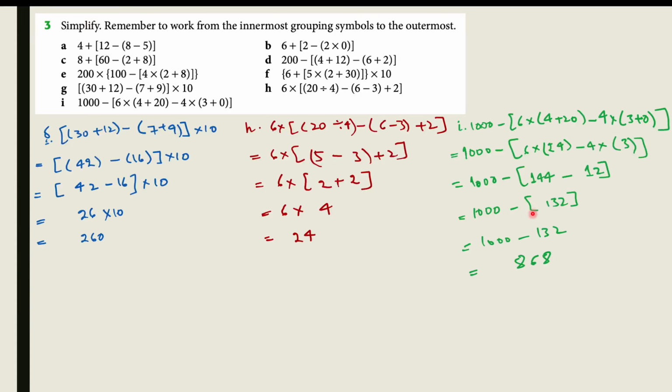So 1000 minus 132. The square brackets are simplified as well. 1000 minus 132 gives us 868, which is our answer for this expression.